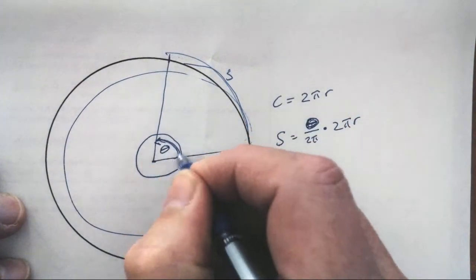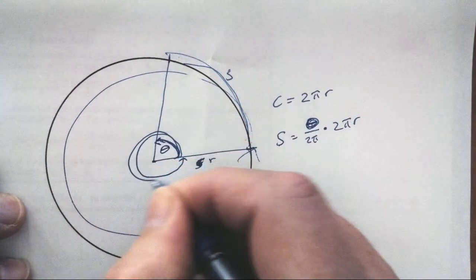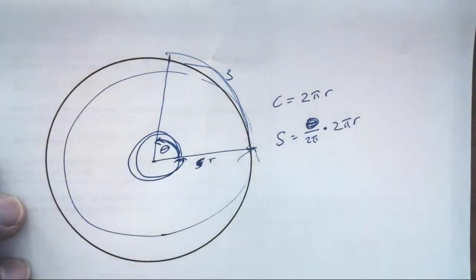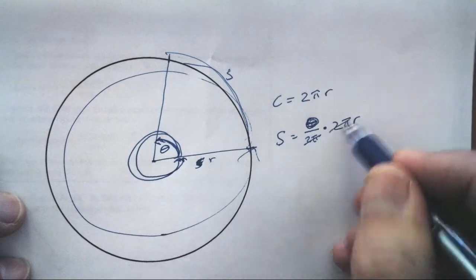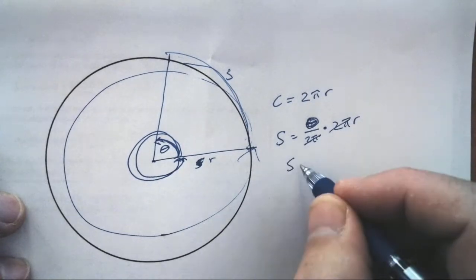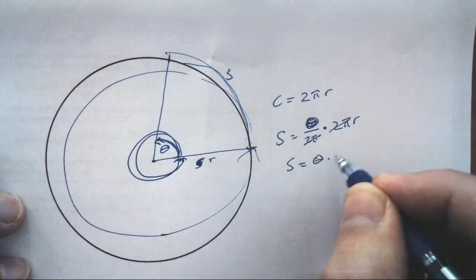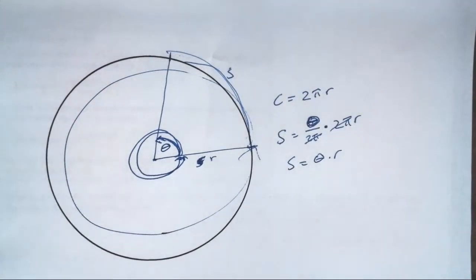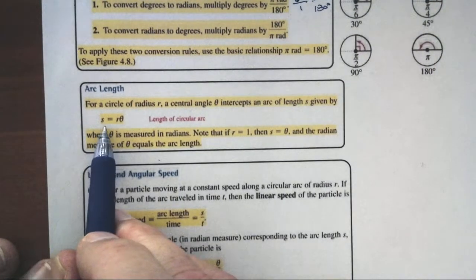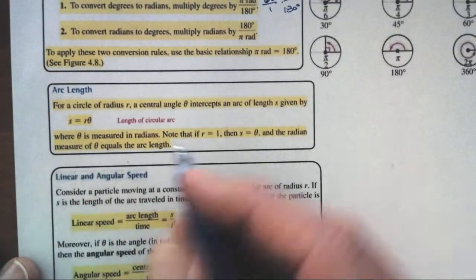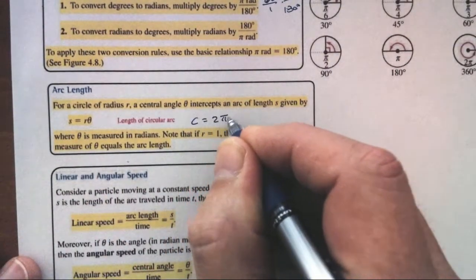Theta, we went theta out of that 2 pi rotation right here. Okay, now if I do that, I've got to cancel here, and I have S equals theta times R. And there we have it. There's our formula.